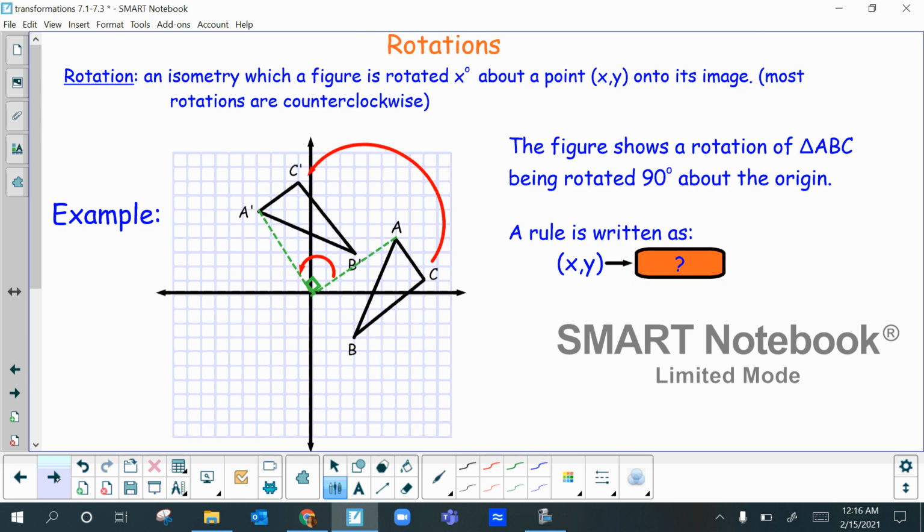This is an isometry, in which a figure is rotated X amount of degrees about a point onto its image. Most rotations are counterclockwise, okay? Now, of course, that doesn't mean it can't be clockwise. So in this one here, it says the figure shows a rotation of 90 degrees counterclockwise.